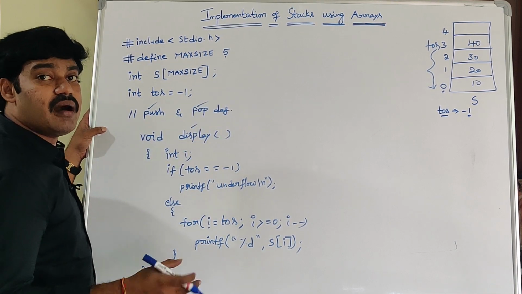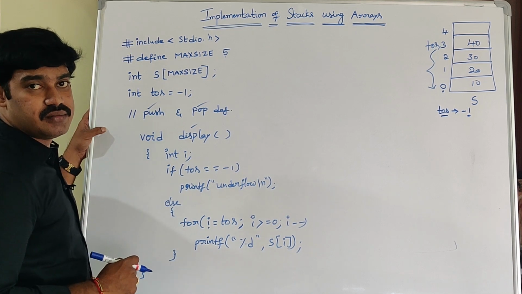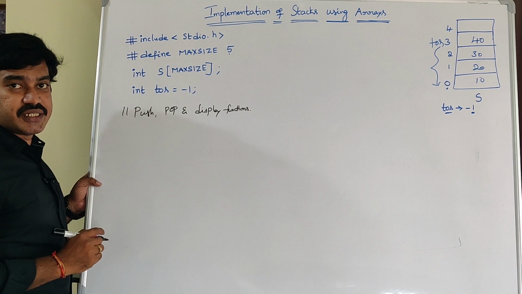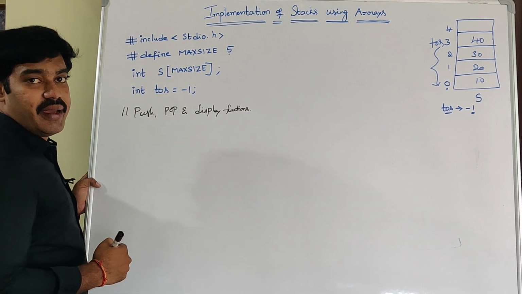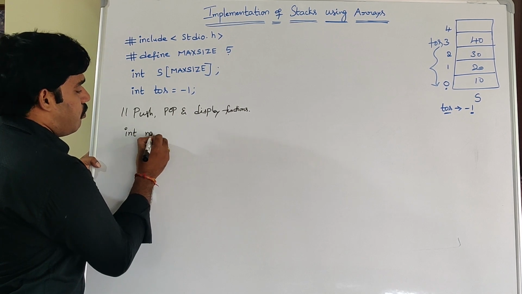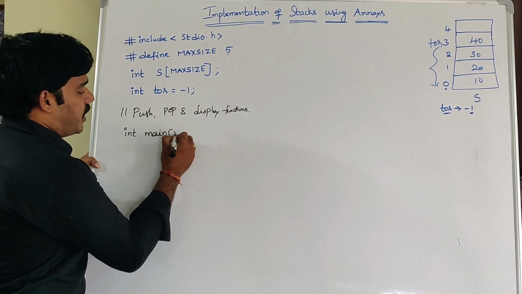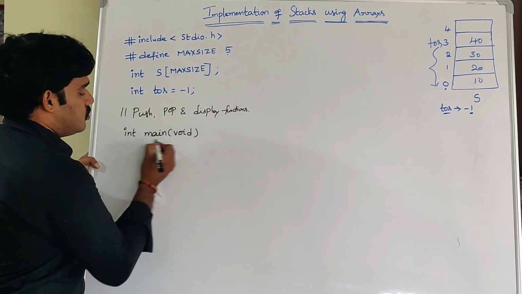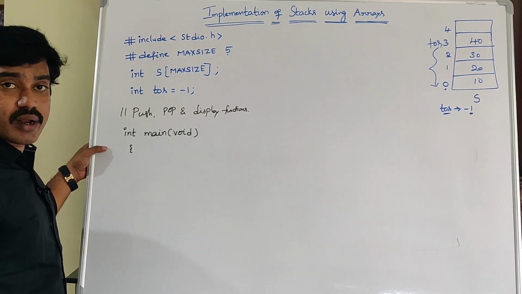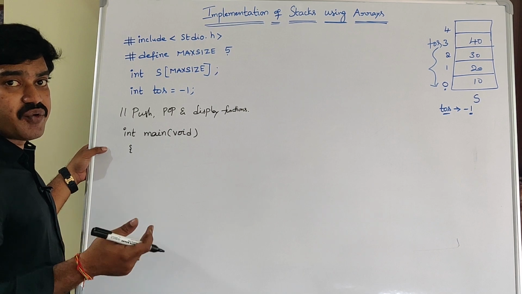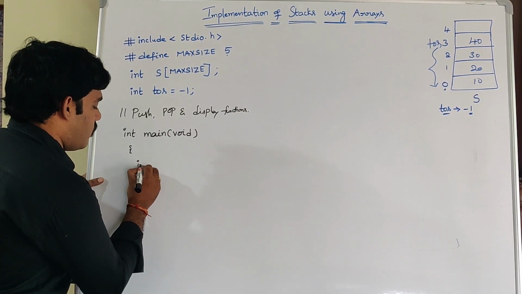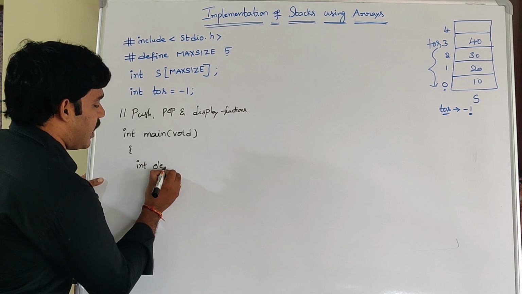Next we will write the main function definition. After the push, pop and display function definitions, next one is to write the main function. So int main(void). void main will work, int main also works, but the technical way to write the main function is int main(void). Declare two local variables: int ele, op.